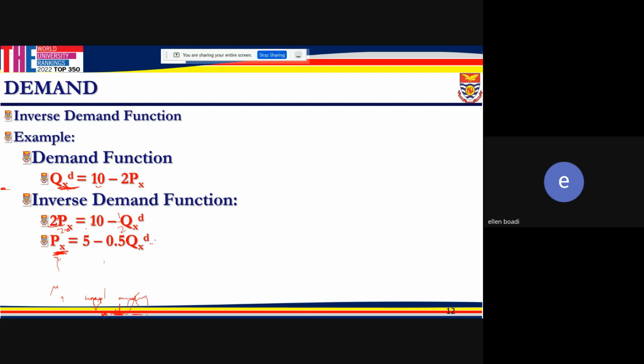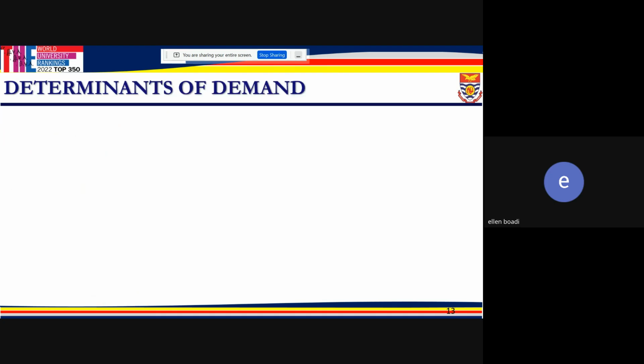So this is also a demand. We call this a demand function as well, but we call it an inverse demand function: a demand function where the price is made the subject. Is this clear?